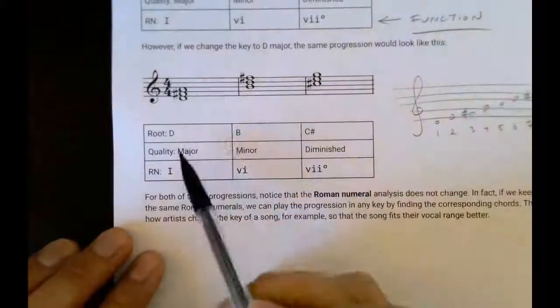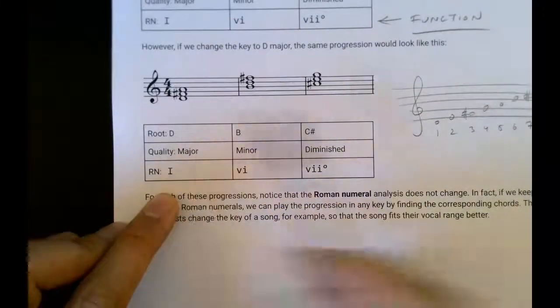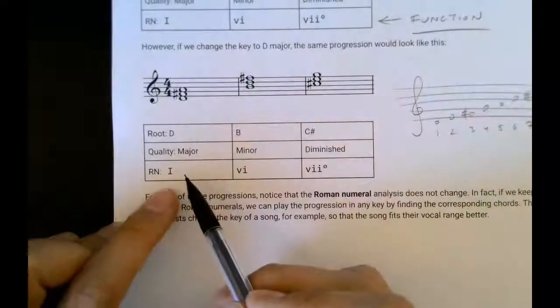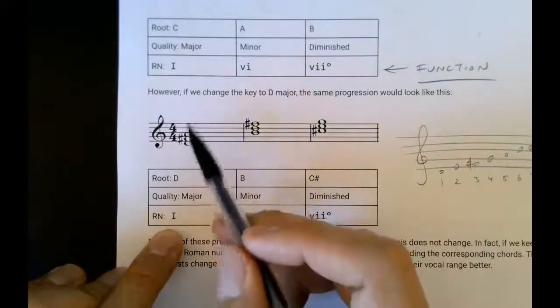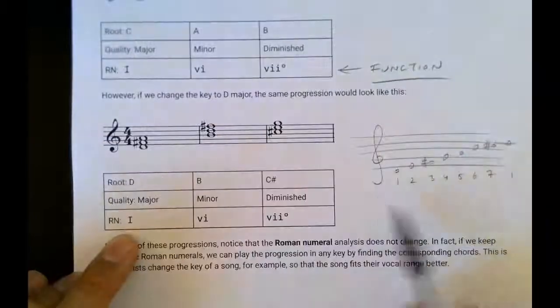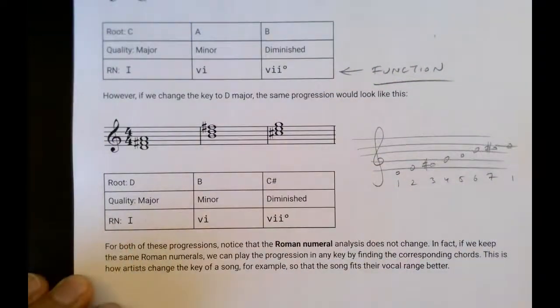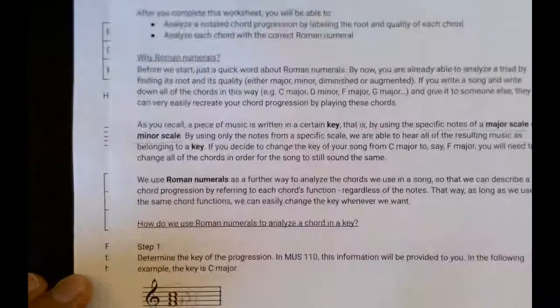If we change the key altogether, then in D major, if we keep the same function of 1, we no longer use C major and we now use D major, because now D major is the key. So take a look at both of these worksheets.